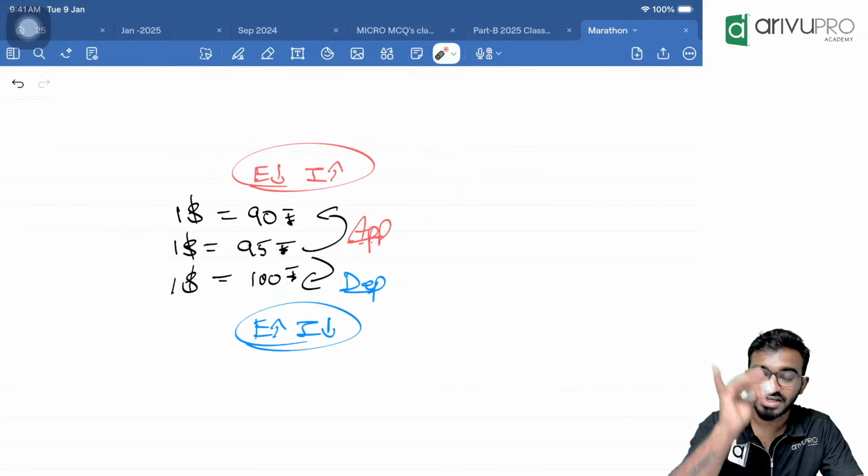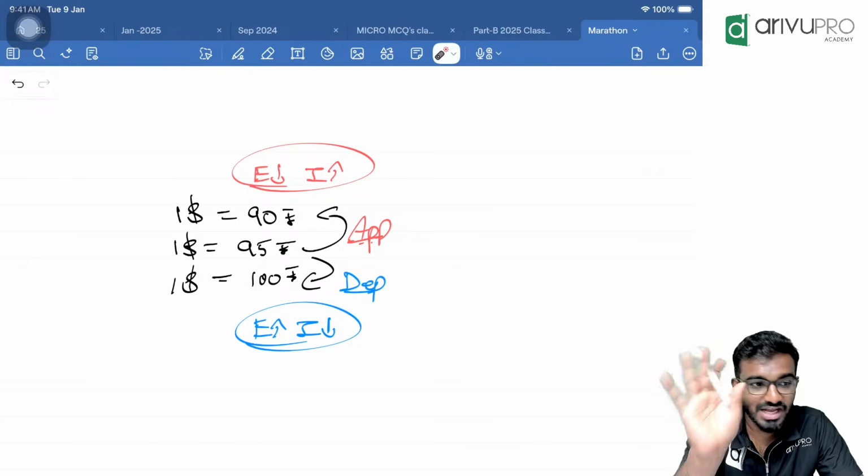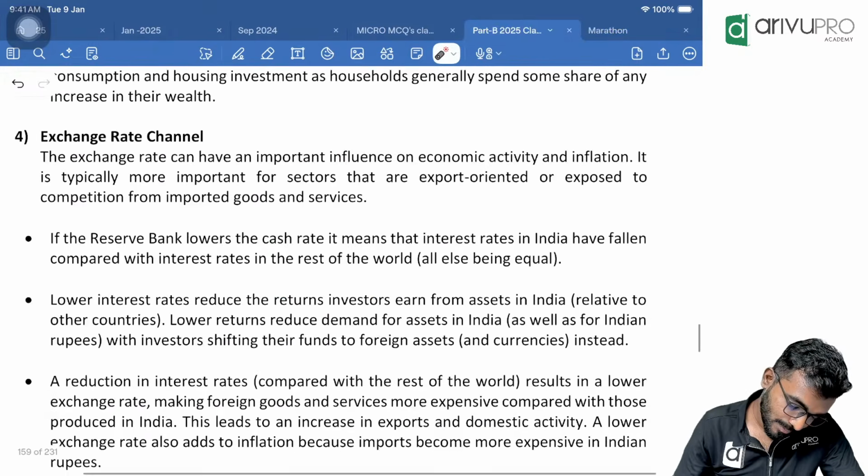Whenever in India interest rates are low compared to the rest of the world, where interest rates on investment are high, but in India interest rates are low, people will say bye bye to India. They will not invest in India. Whoever has invested will take back their money and go out. Now observe.